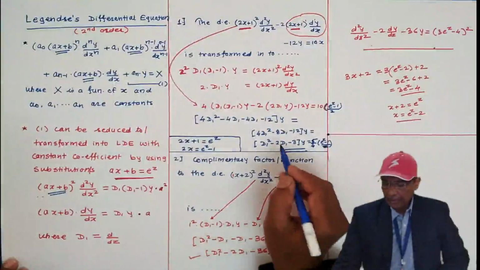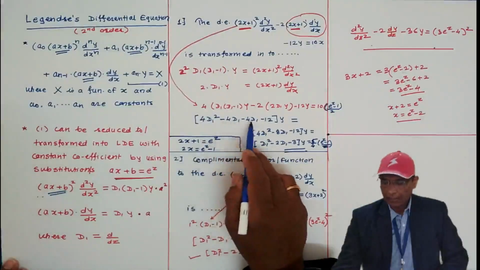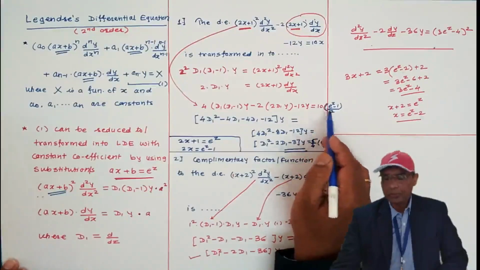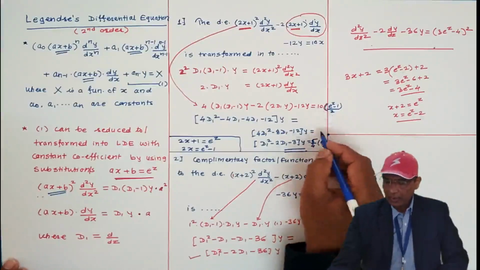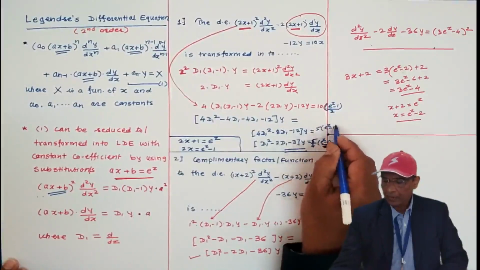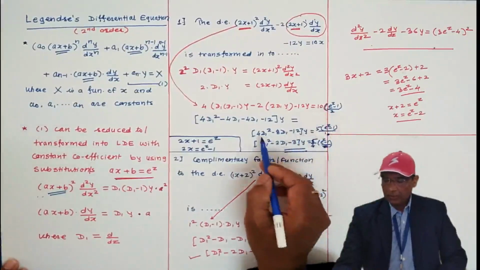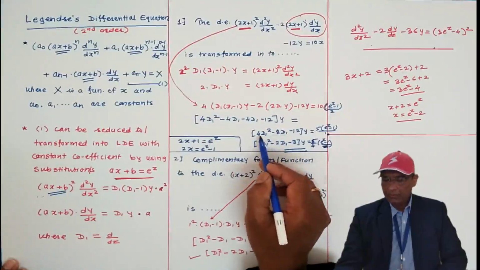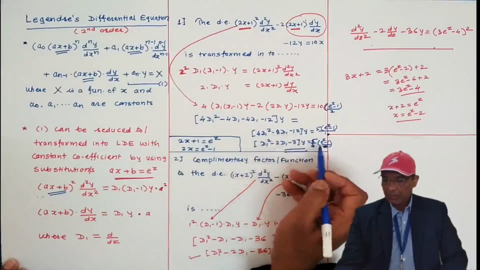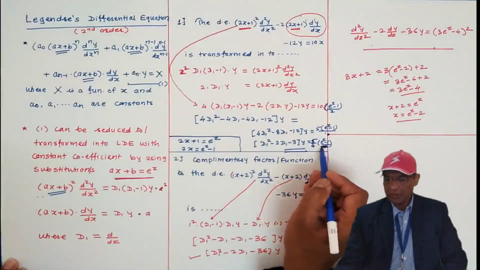Now I am going to repeat this step once again. 4 D1 square minus 8 D1 minus 12 y equals the right hand side. On the right hand side 10 by 2 is there, and 10 by 2 is 5. Here I am writing 5 e power z minus 1 by 2. Now here 4 is common, that's why we are dividing both sides by 4. D1 square minus 2 D1 minus 3 y equals 5 by 4 e power z minus 1.